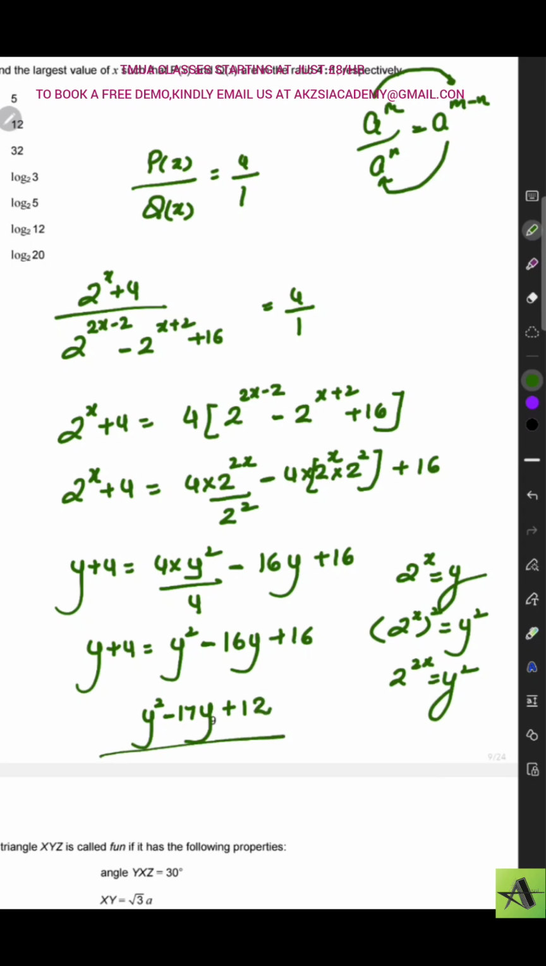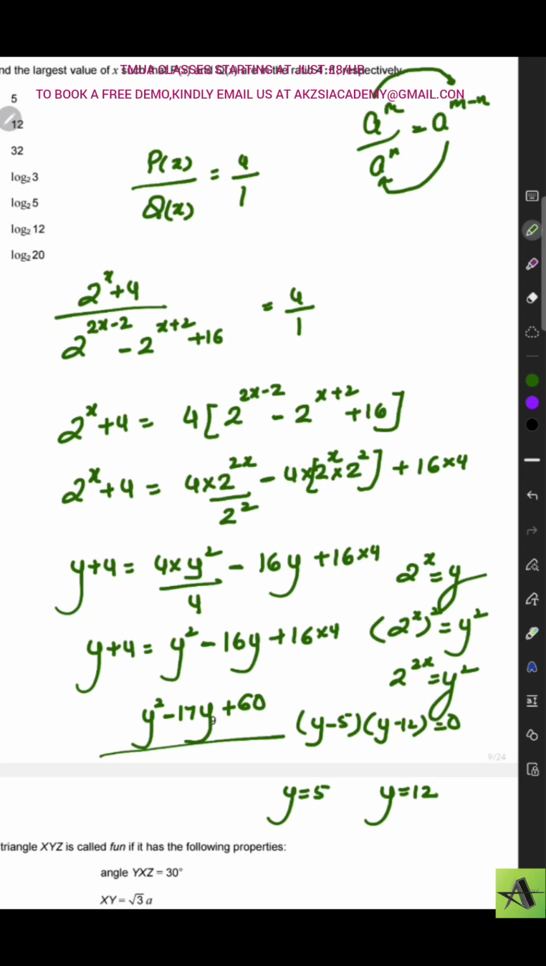Oh, I'm really sorry, I forgot to multiply with 4. So that means this will be 64 minus 4, that is 60. Now the product is 60, the sum is minus 17, so minus 12 and minus 5 are the two factors. So y minus 5 times y minus 12 equals 0. From here, y equals 5 or y equals 12.